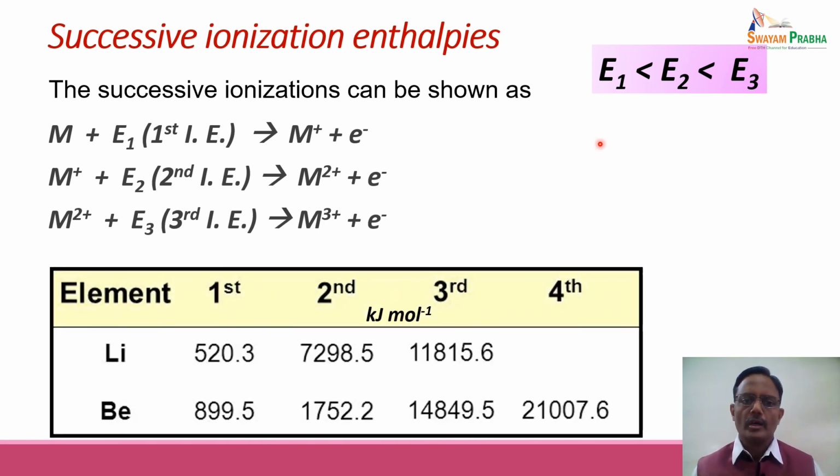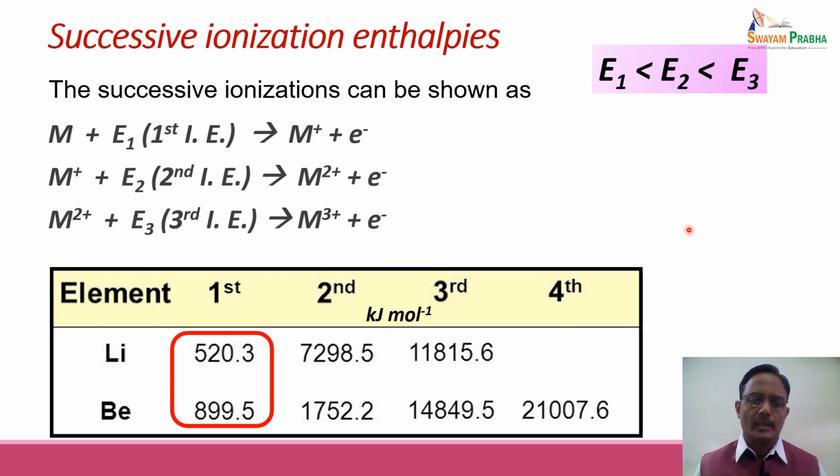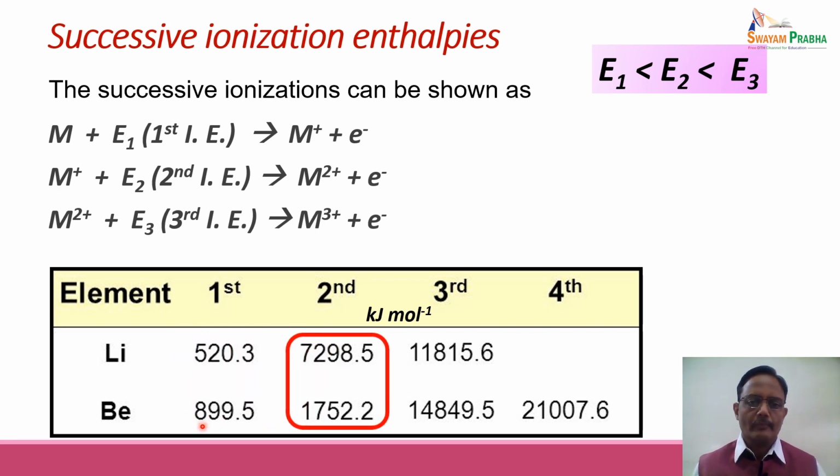Let us consider an example of two elements, lithium and beryllium. Now we can see the first ionization enthalpy values of lithium and beryllium, and what the trend is. We are moving from lithium to beryllium, meaning we are moving from left to right in a period, or across the period. Hence it is expected that the ionization enthalpy should go on increasing from lithium to beryllium, and this is observed in the first ionization enthalpy value: the first ionization enthalpy of lithium is less, beryllium it is more, quite obvious. But when we move to the second ionization enthalpy, we find that the trend is opposite. The second ionization enthalpy of lithium is much higher as compared to beryllium.